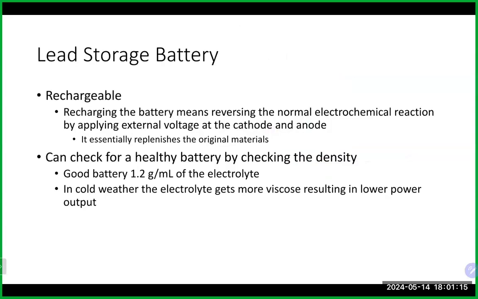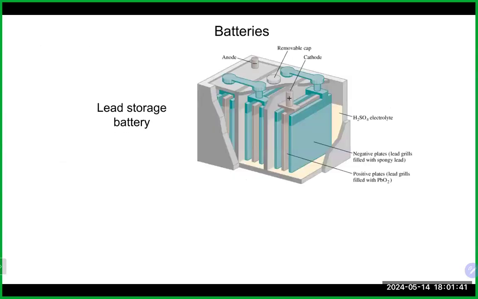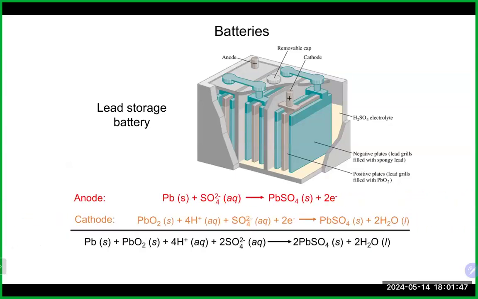And if you've ever had your car not start and you had to jump it, they tell you to leave it running for a bit, and maybe you'll be in good shape and it'll recharge itself. And again, we can check healthy batteries by looking at the density. A good battery has 1.2 grams per milliliter electrolyte. In cold weather, that electrolyte sometimes gets a little bit more viscous, which means a little bit lower output. And this is a cross section of a traditional car battery here. And again, you can see it's really a bunch of plates and cells in a row in a series, each of them giving you your 2 volts.